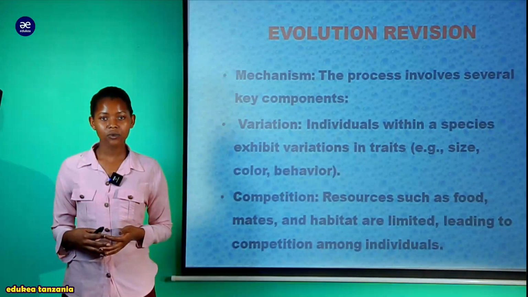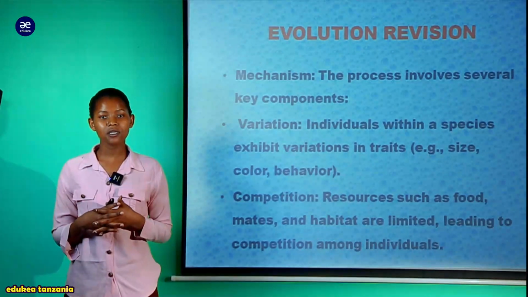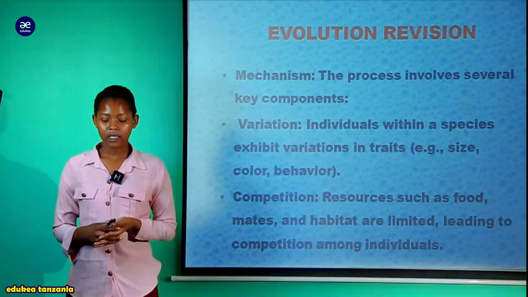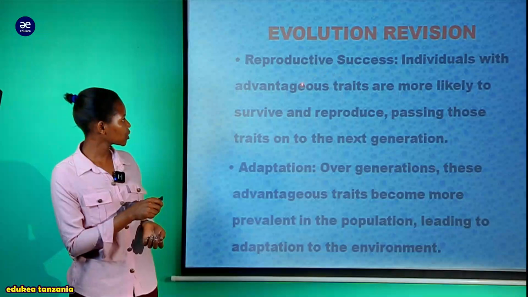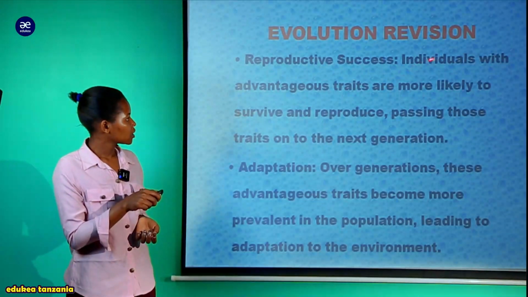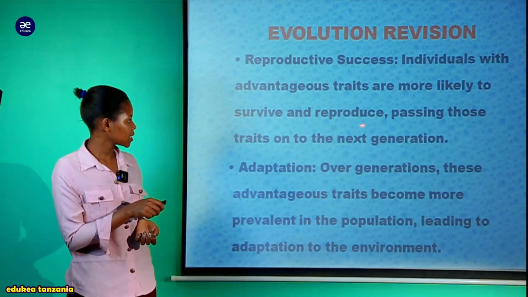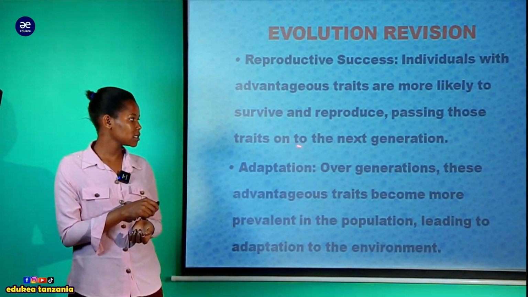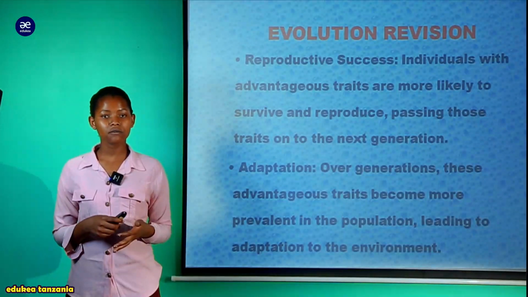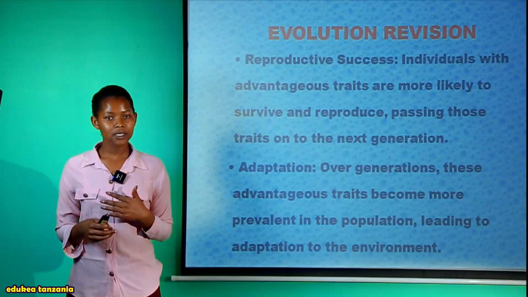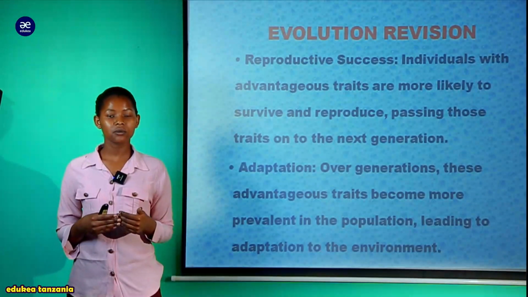These all ideas were provided by Darwin in his explanation concerning the issue of evolution. And now we can see reproductive success as another component of natural selection. Individuals with advantageous traits are more likely to survive and reproduce, passing those traits on to the next generation. When we talk about reproductive success, we talk about those individuals with reproductive advantage, wana uwezo wa kupasi traits zao kwenda kwenye generation moja na nyingine.